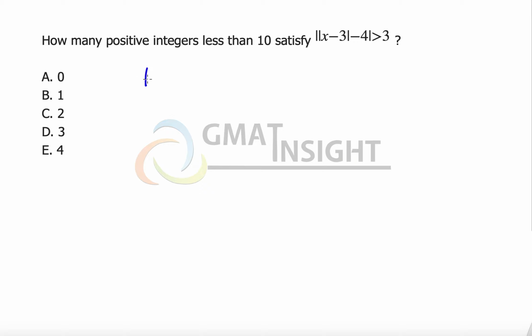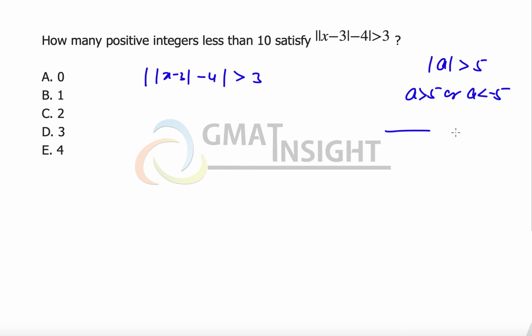First of all, we have ||x − 3| − 4| > 3. Now, the first very simple approach is that if we have |a| > 5, then it simply means that a is either greater than 5 or a is less than negative 5, because the modulus takes the absolute value. On the number line, a would be either to the right of 5 or to the left of minus 5.